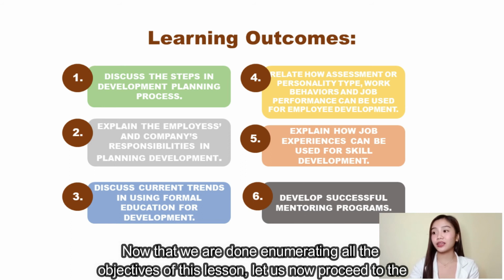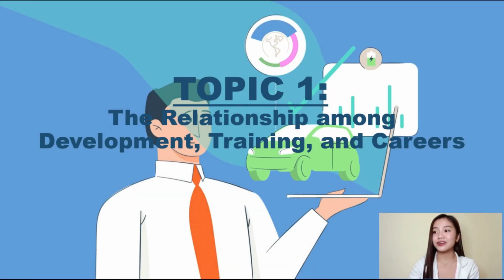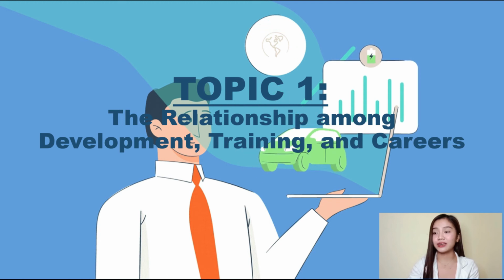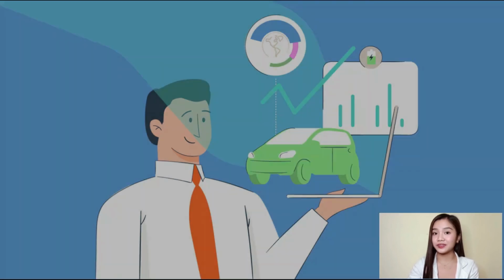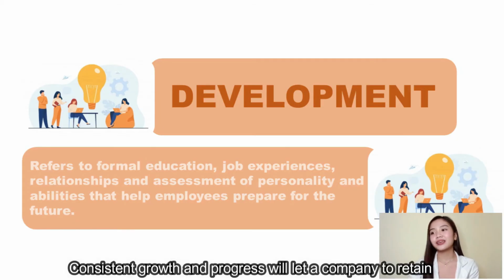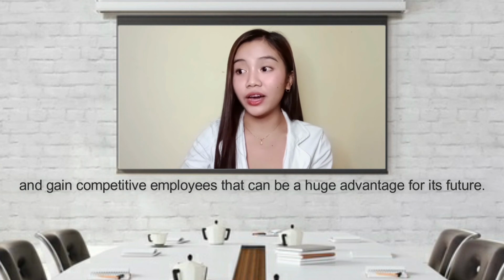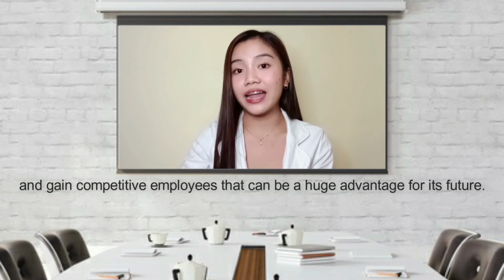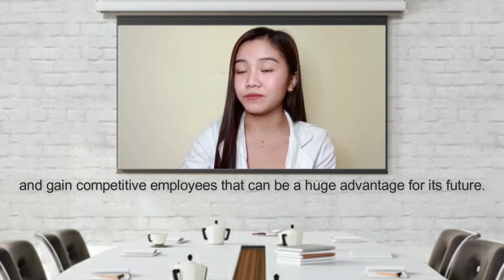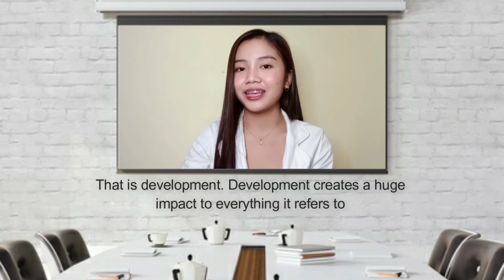So now that we are done enumerating all the objectives of this lesson, let us now proceed to topic 1, entitled The Relationship Among Development, Training, and Careers. Development. Consistent growth and progress will let a company retain and gain competitive employees that can be a huge advantage for its future. That is development.